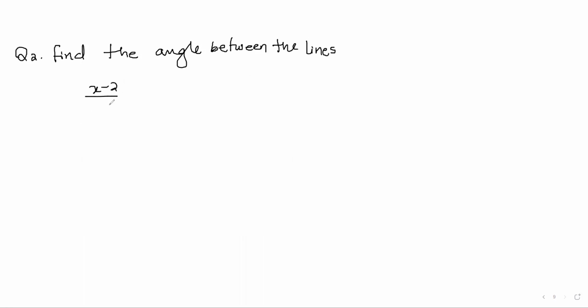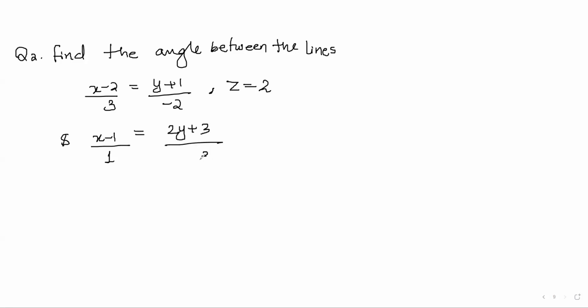Question 2. Okay, it is quite typical because the equation is not given in the standard form. Find the angle between the lines. Okay, it is x minus 2 by 3 is equal to y plus 1 by minus 2. Now here they have given a comma. It is not equal to, it is a comma. So that's why this question becomes somewhat complicated. Now the next equation is this one: 2y plus 3 by 3 is equal to z plus 5 by 2.